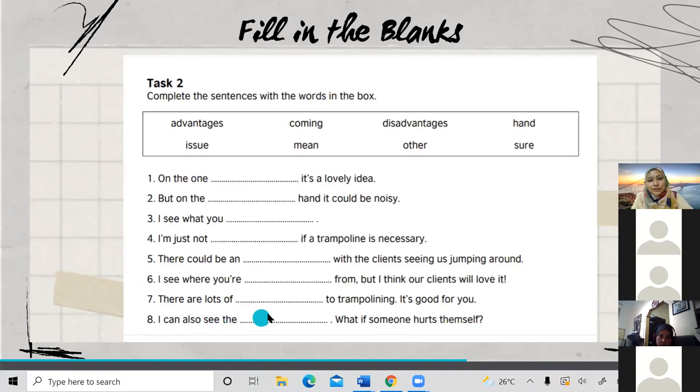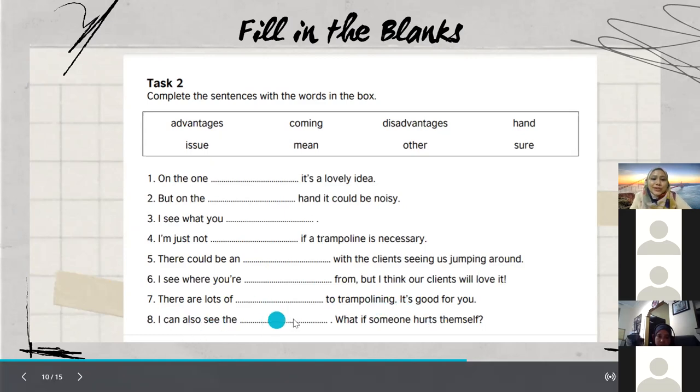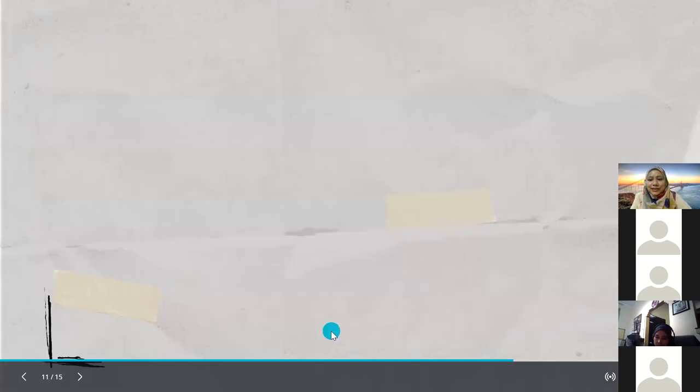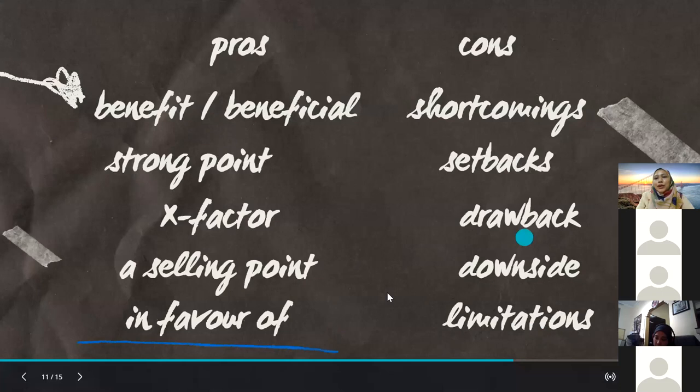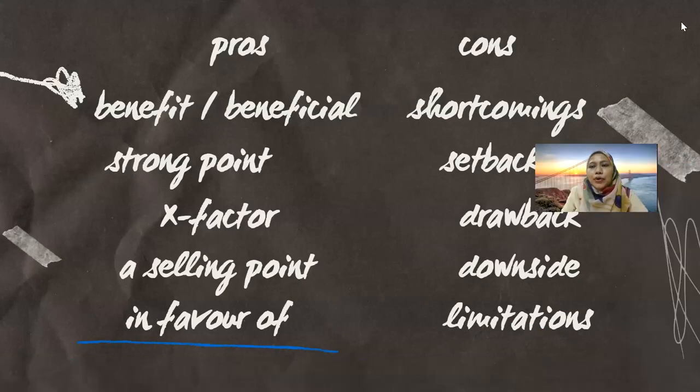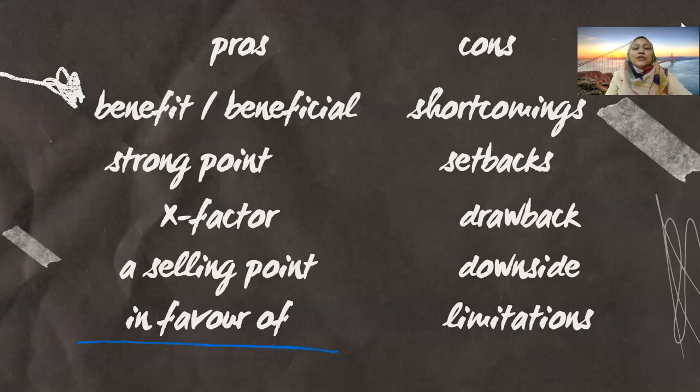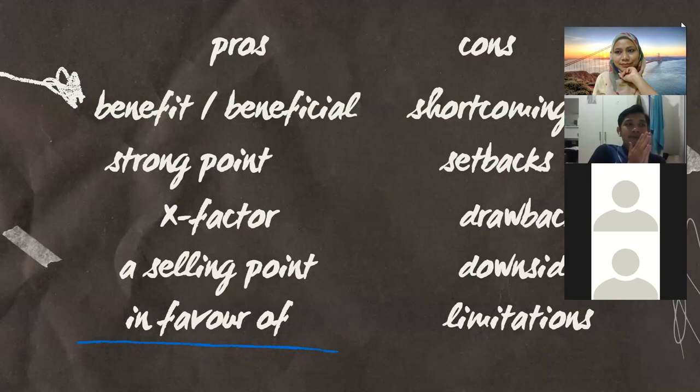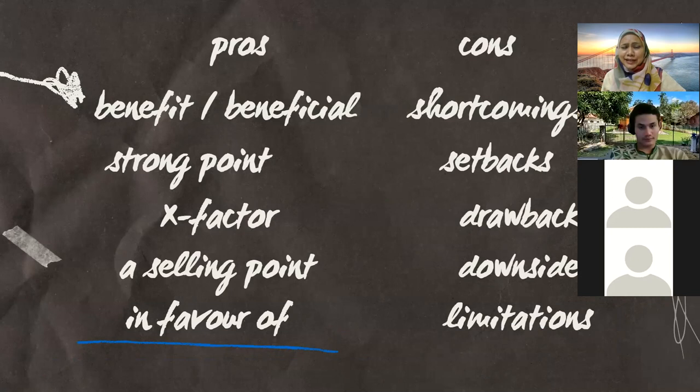Okay. All right. Number seven. There are lots of advantages. It's good for you. And then here, I can also see the disadvantages. What if it hurts someone? And these are more phrases and useful expressions you can use when you are describing the pros and the cons. So pros and cons are what, people? Pros means? Positive. Cons? Negative. Yes, correct.